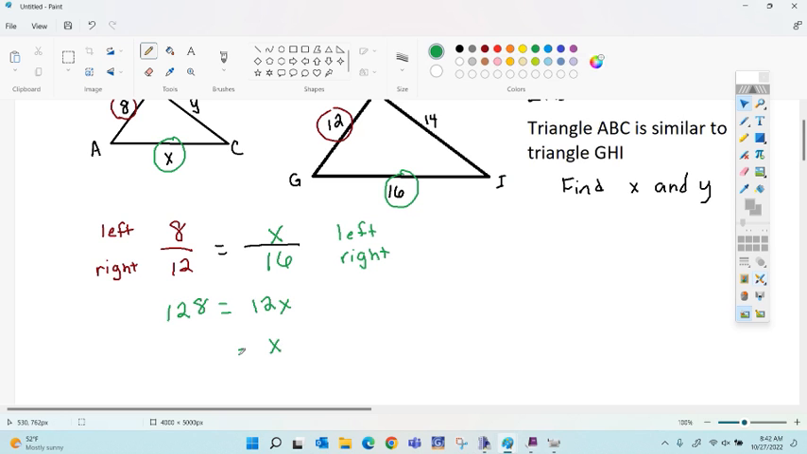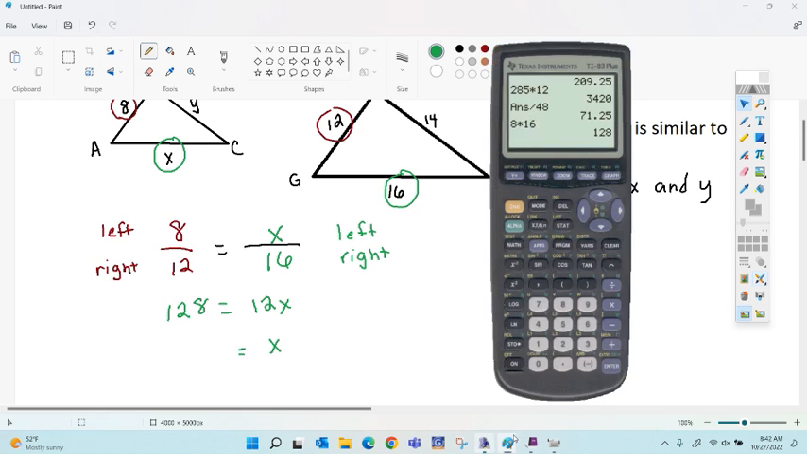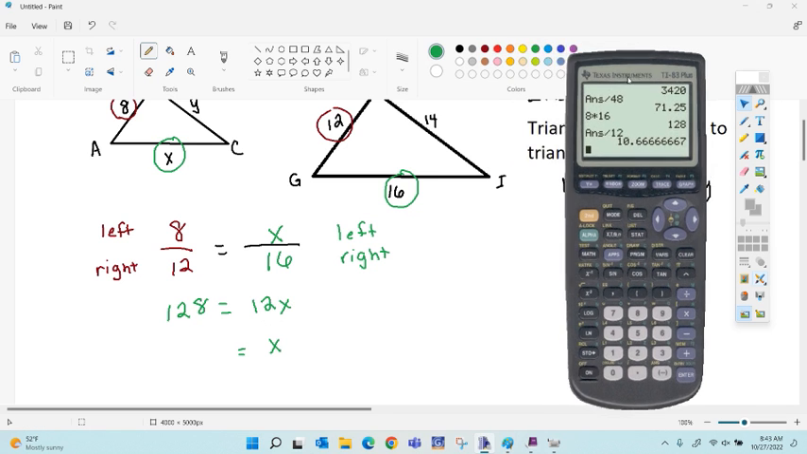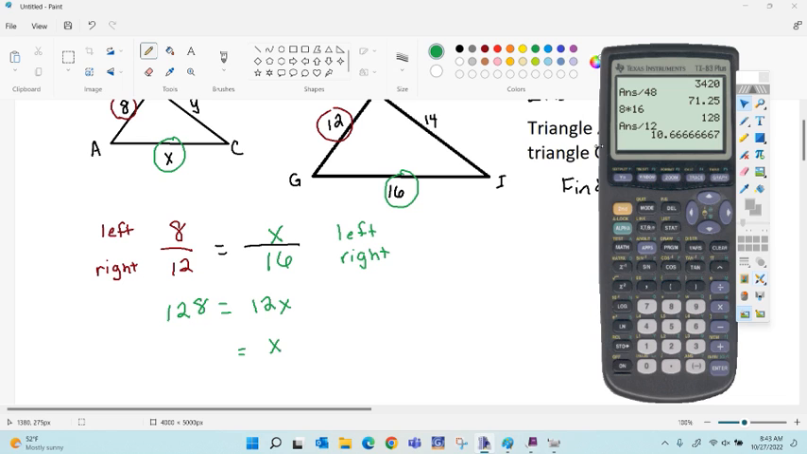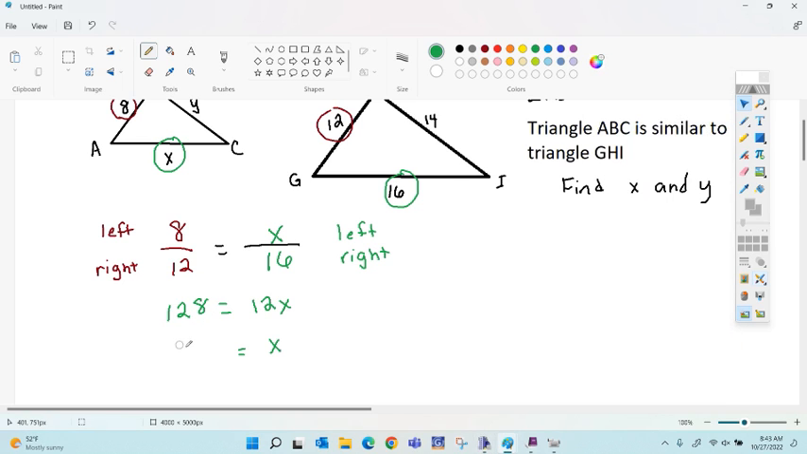So x equals, how do we find it? Divide by 12. And that gives us 10.6 repeating. We're not going to do rounded on this, but we know that it's 10 and something.